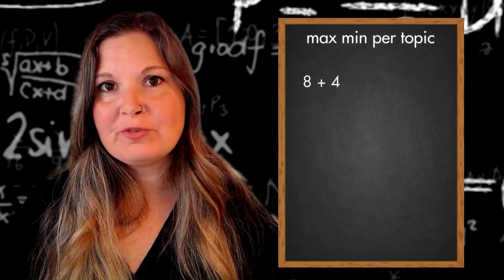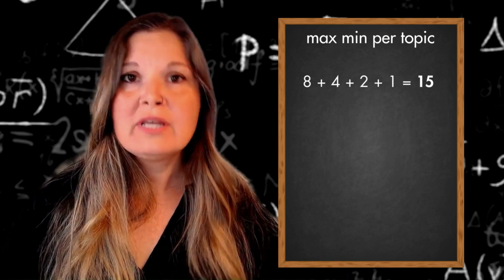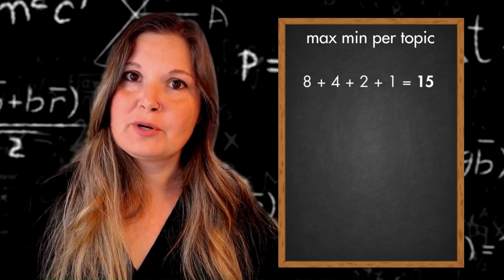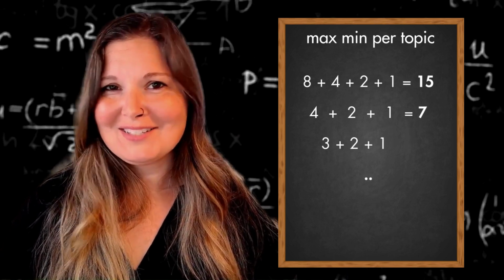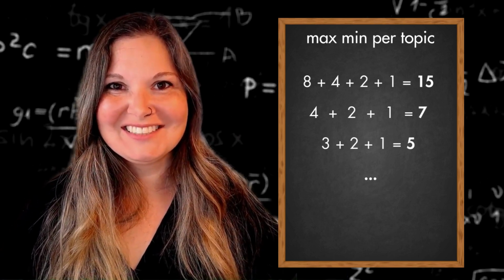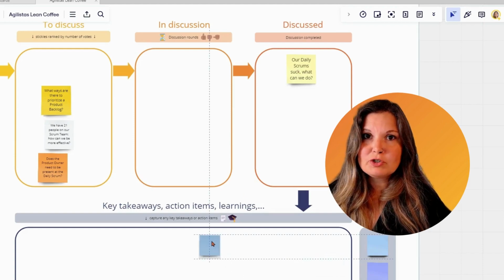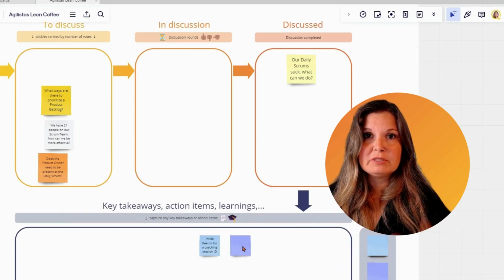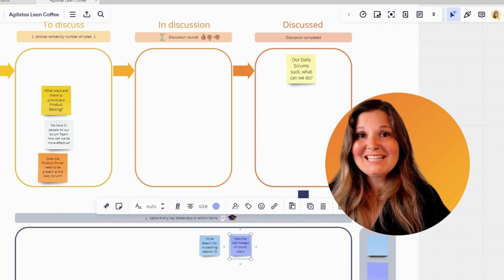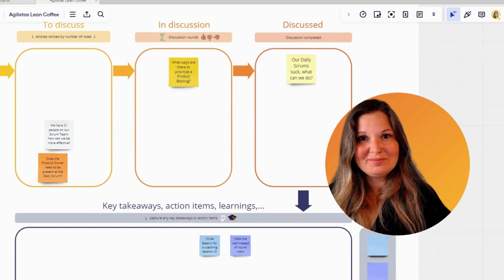Let's say we start our first round with 8 minutes, then 4, then 2, then 1 equals 15. If we start with 4, then 2, then 1 equals 7, and so on. It's not that hard. I think you get the hang of it. Whenever you're done with a topic, be sure to capture any learnings or action items in the section below. And this is it. Continue with the next item just the same way.